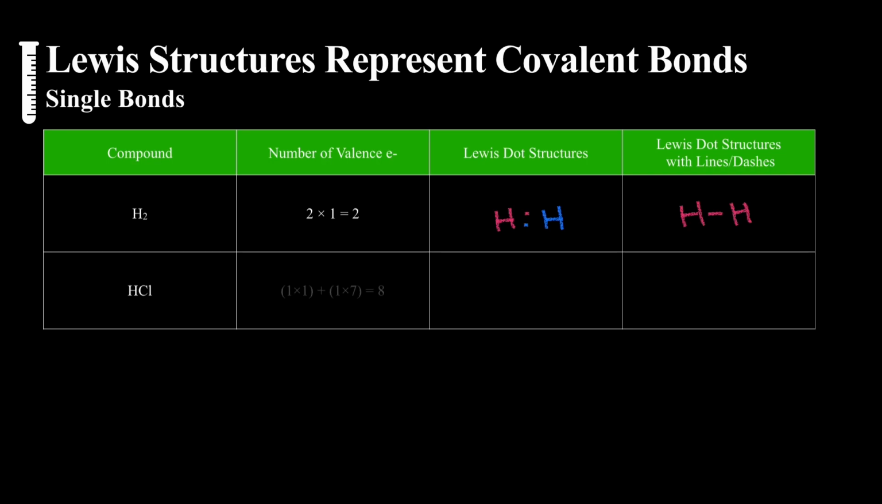HCl, so I have 1 hydrogen times 1 valence plus 1 chlorine times the 7 gives me 8. Again, the hydrogen's in pink, and I'll show its 1 valence electron, and the chlorine has 7. And in between them, those 2 dots, I'll represent with a dash to show that connectivity.